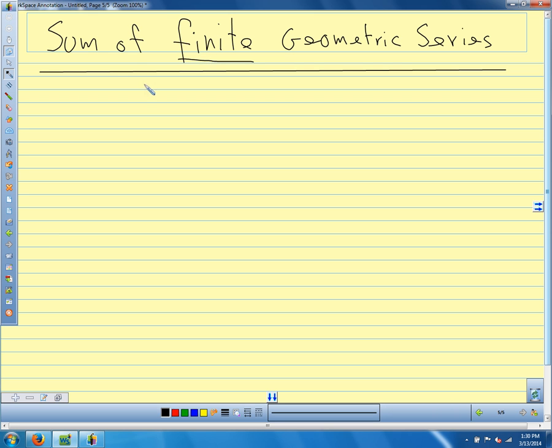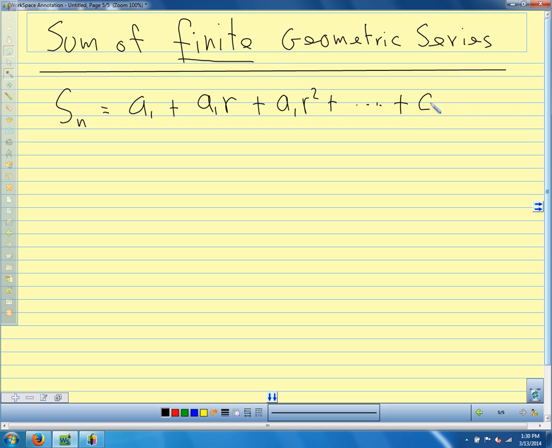All right. So what we're going to do is, again, like we did for our arithmetic sequence, our arithmetic series, we're going to write out this sum. So S sub n is going to be a sub 1 plus a sub 1 times r plus a sub 1 times r squared plus dot dot dot. And our last term is a sub 1 r to the n minus 1. So that's our nth term. And we're adding those together. That's what we mean when we say we have a series.